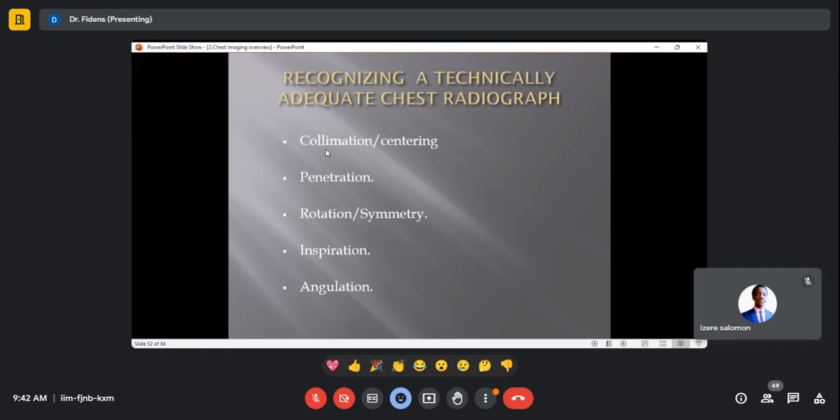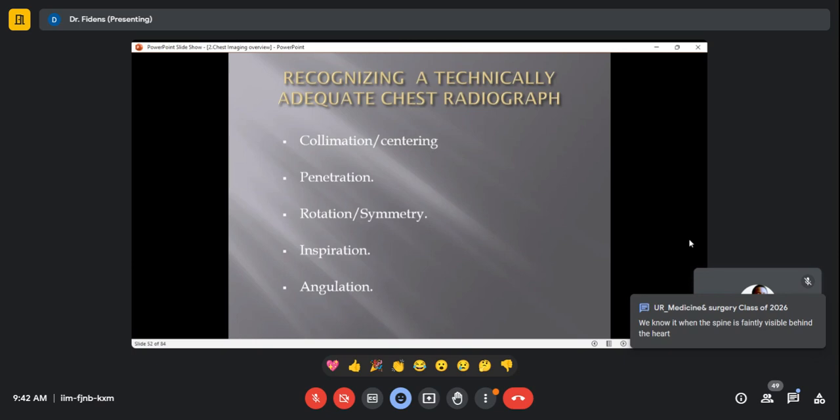Lecturer, we know it when we check KVP, because KVP is for the quality, the strength of the X-ray, and the amount of X-ray. For example, I've seen that if the amount of X-ray is high but KVP is not touched, the X-ray will look very bad. So, in order to have good quality, you have to correlate the amount of X-ray and KVP. Okay.